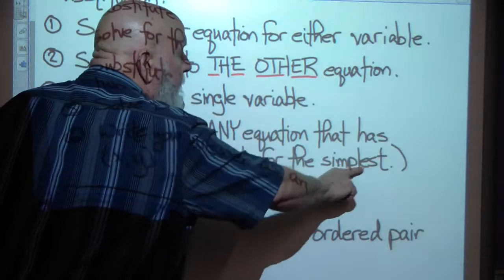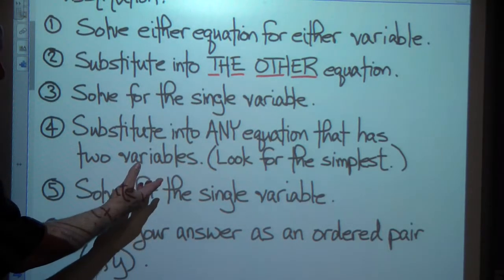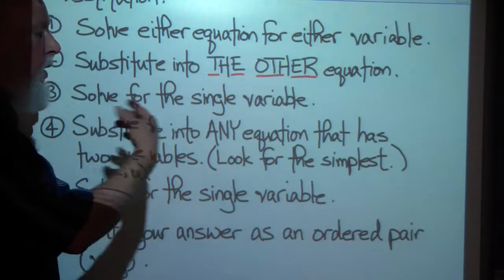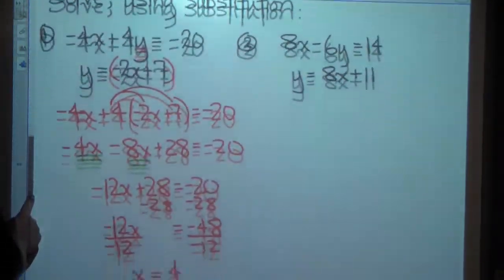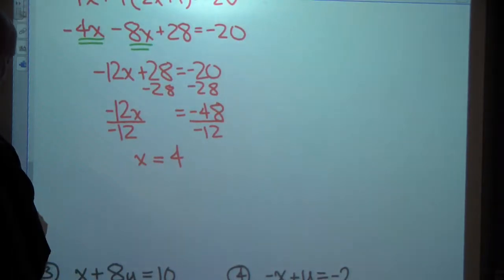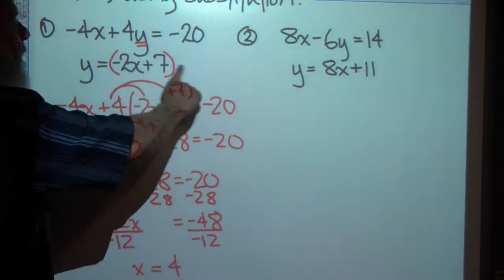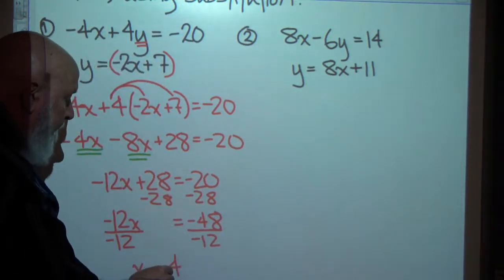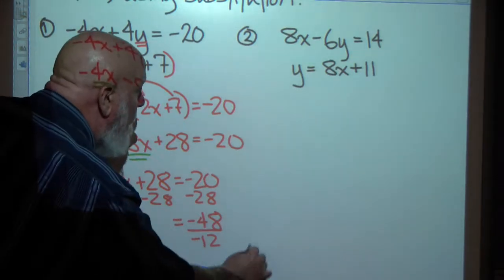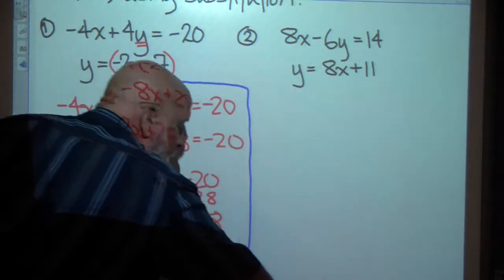I always look for the simplest equation and then solve for that variable. And once we get done, we'll have an x value and a y value, and we just write them as an ordered pair. So I'm going to take what I just found, x equals 4, and plug it into any equation that I can see. I'm going to plug it into the easiest one, and the easiest one I see is plugging this x value right here. And we can do that in our head.